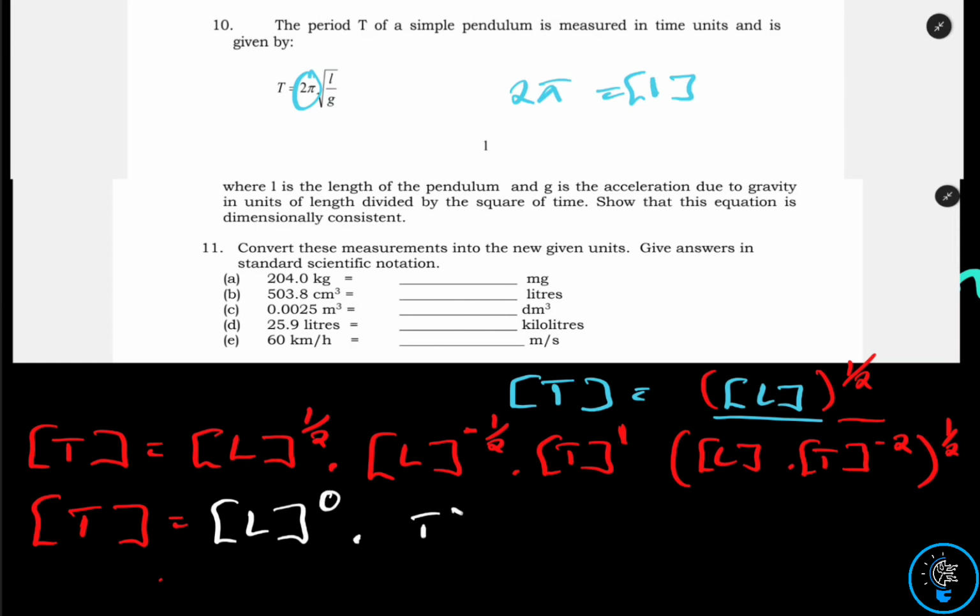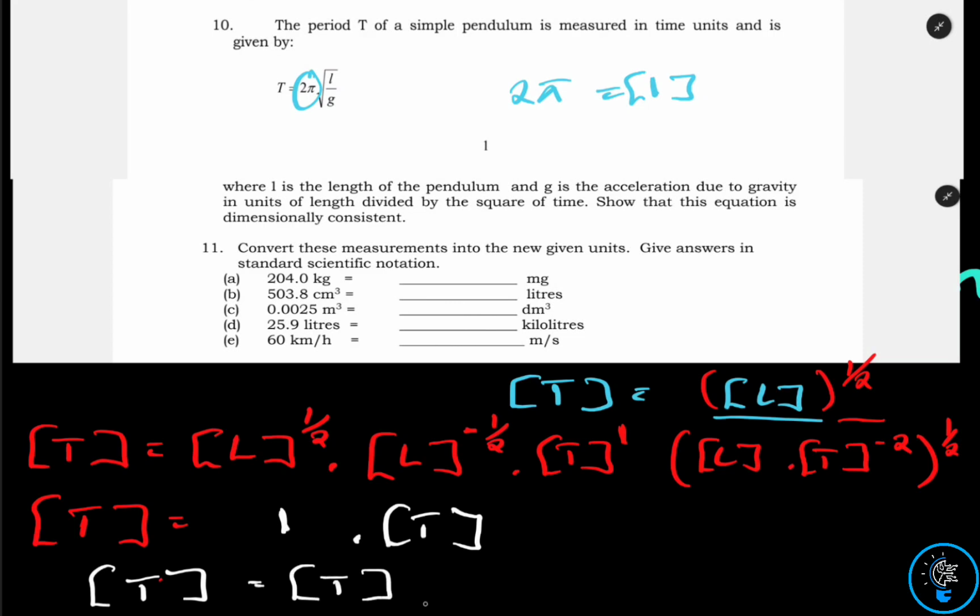Half minus half will give us 0. The T on this side is to the power 1, so no need of putting a 1 there. Anything to the power 0 is 1, so this part gives us a 1. So from there we can see that T is equal to T. Hence shown. We have shown that this equation is dimensionally consistent, because this part and that part are equal.